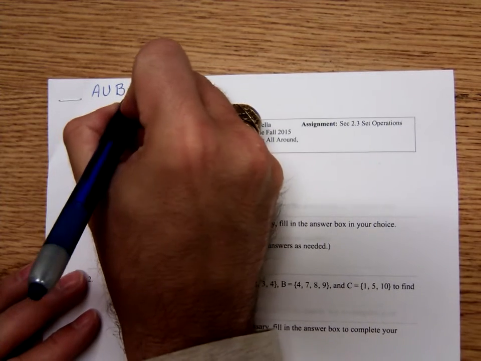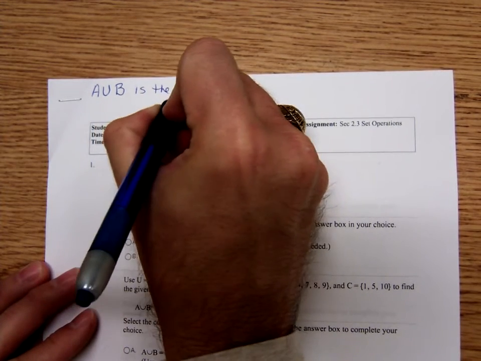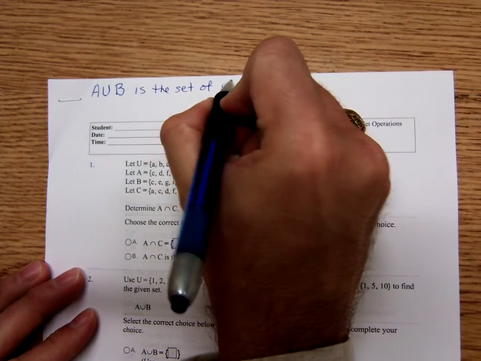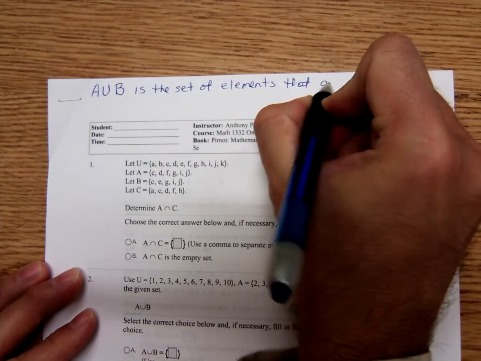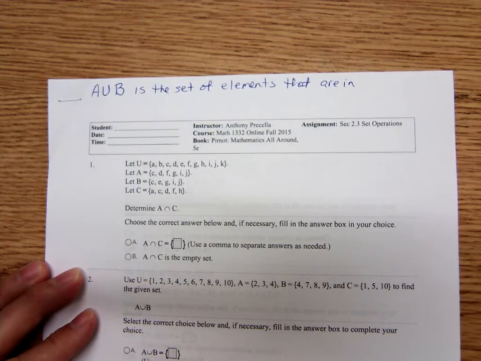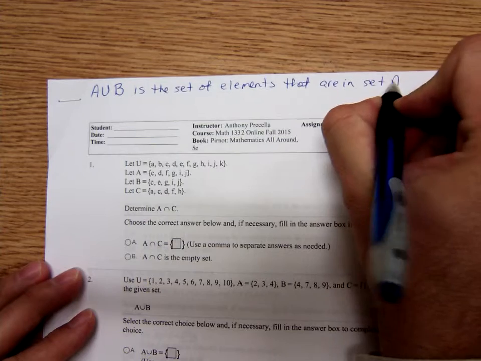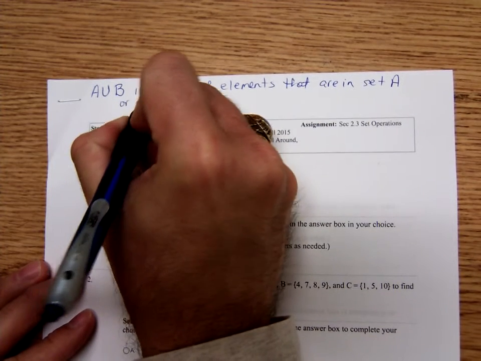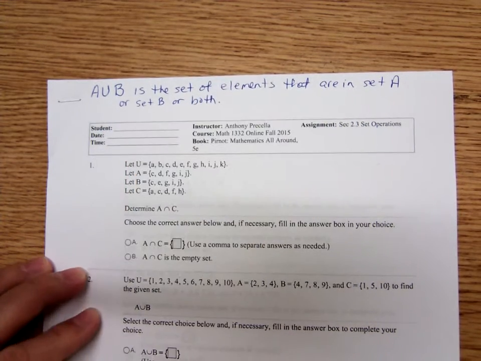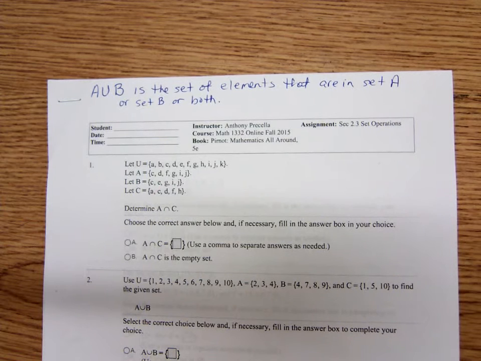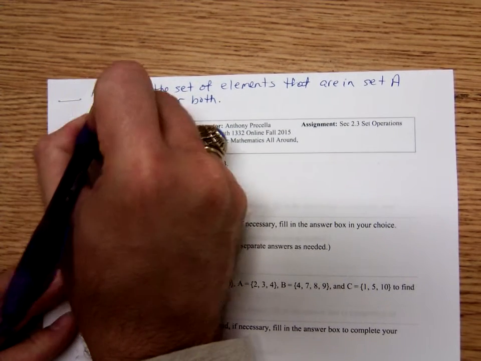A union B is the set of elements that are in set A or set B or both. Okay. A union B, everything in A or B or both. If they're in both A and B, then it's certainly in the union.